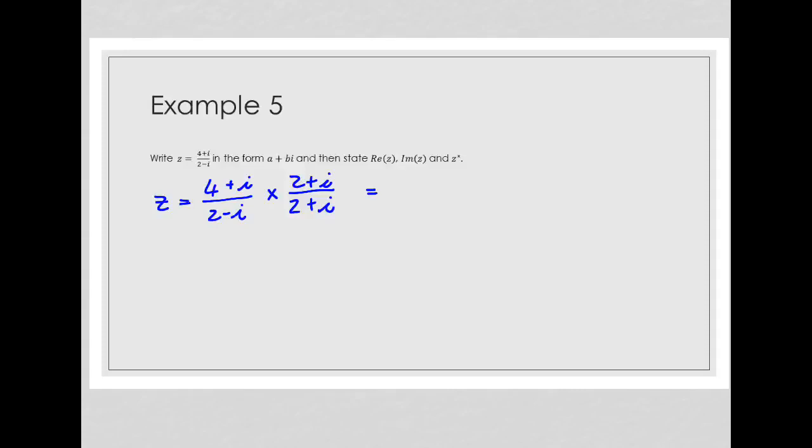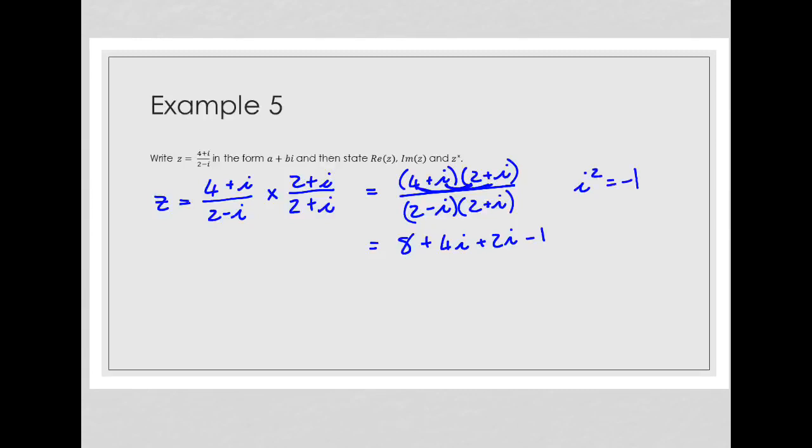So from this we'll have (4 + i) times (2 + i) divided by (2 - i) times (2 + i). So let's simplify this then. In the numerator we will have 8, that's the 4 times 2, plus 4 times i, which is 4i, then i times 2, that's 2i, and then i times i, which is now -1, right? Remember, i squared is equal to -1.